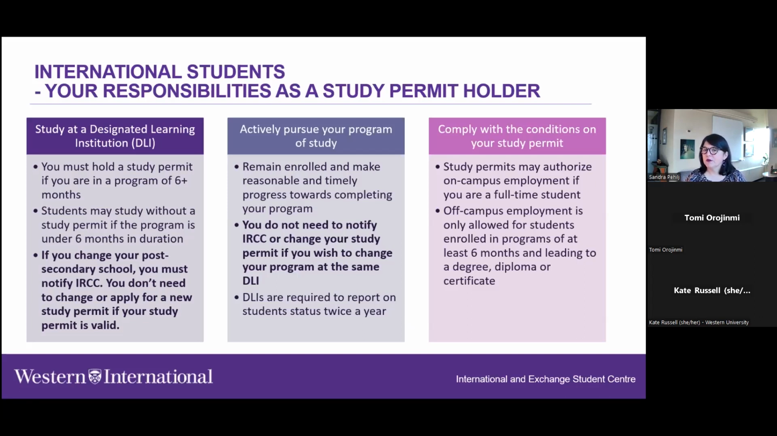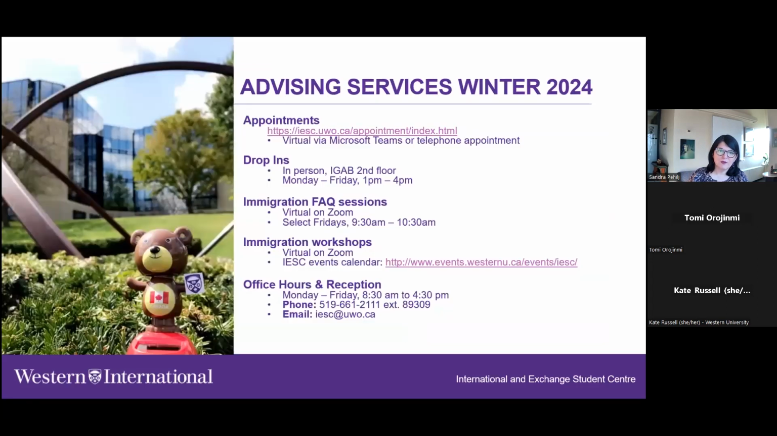Off-campus employment is possible only if students, again, are enrolled full-time and in programs that are at least 6 months and leading to a degree, diploma, or certificate. The typical number of hours that students can work off-campus is 20 hours per week. They can also work full-time during scheduled breaks, which at Western is the summer term. So the students should maintain full-time enrollment prior to that summer and then after in order to be eligible to work full-time. So again, it is important to keep in mind that there are certain responsibilities tied to being a study permit holder, and it is important for students to be compliant with those conditions.